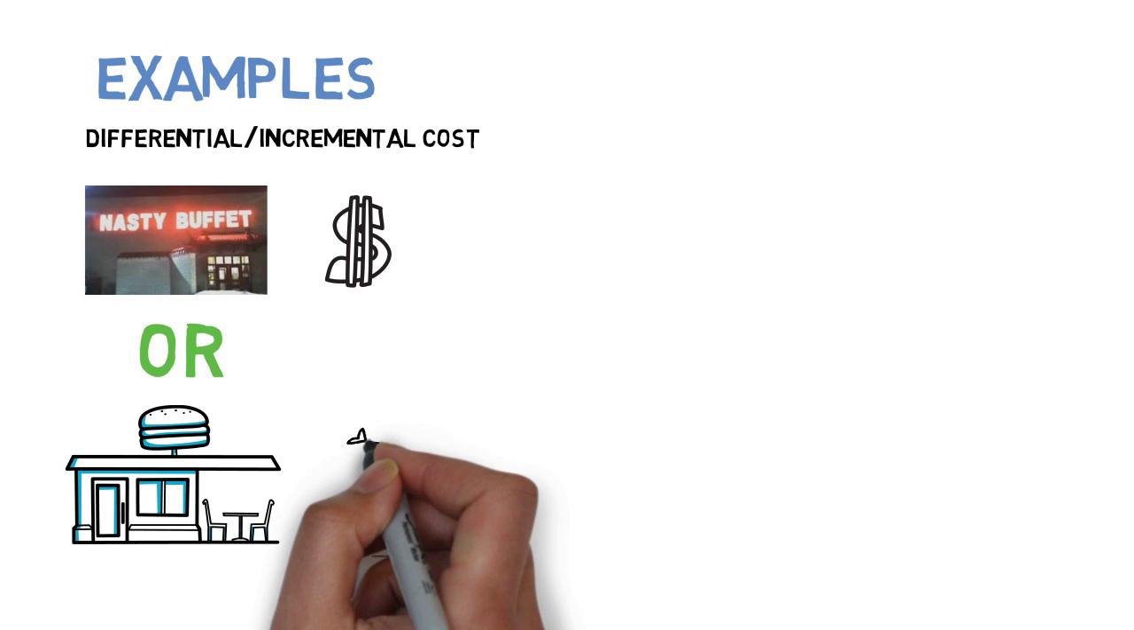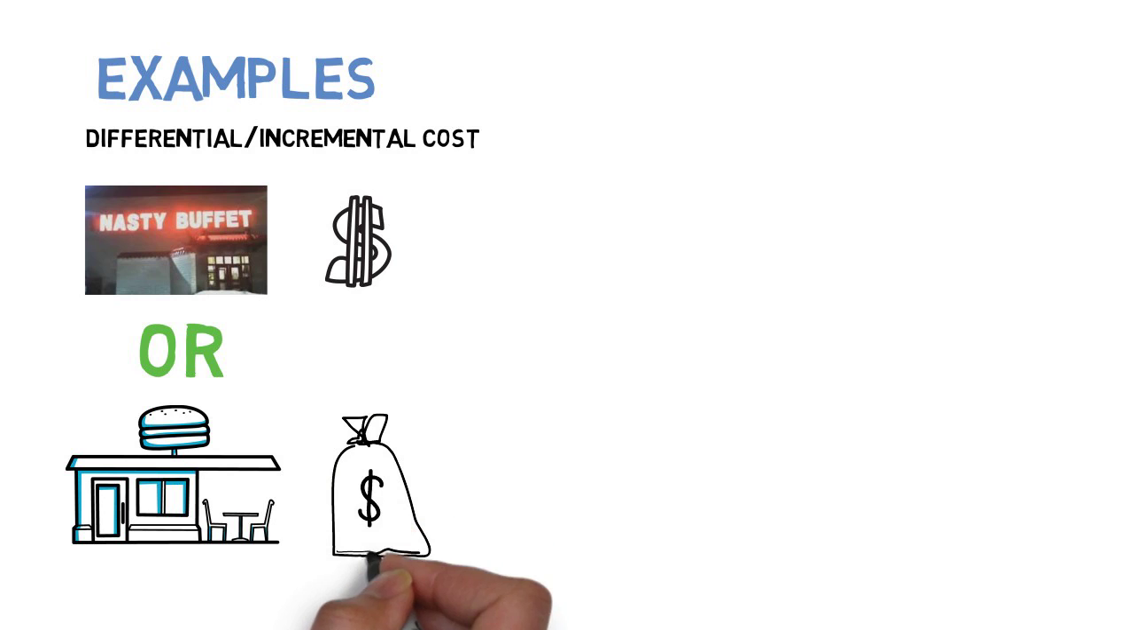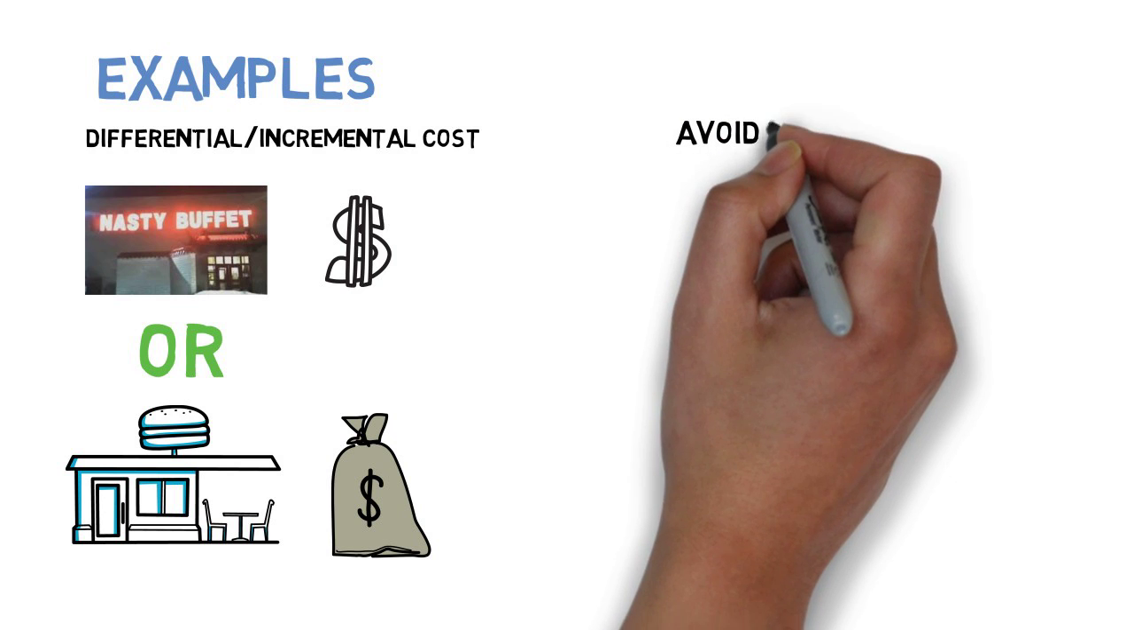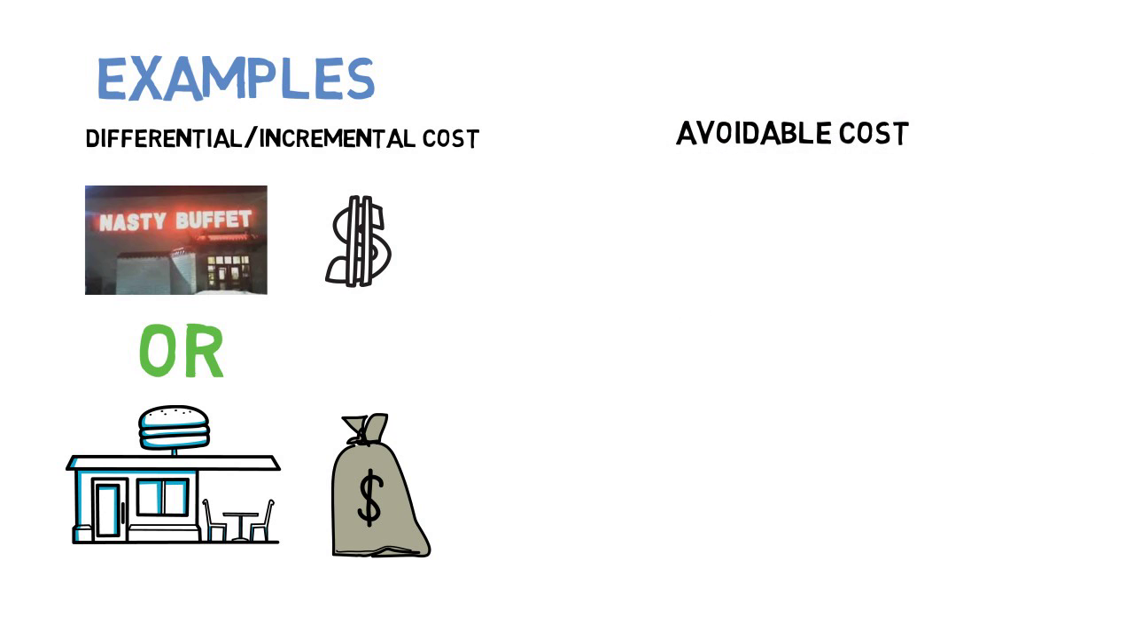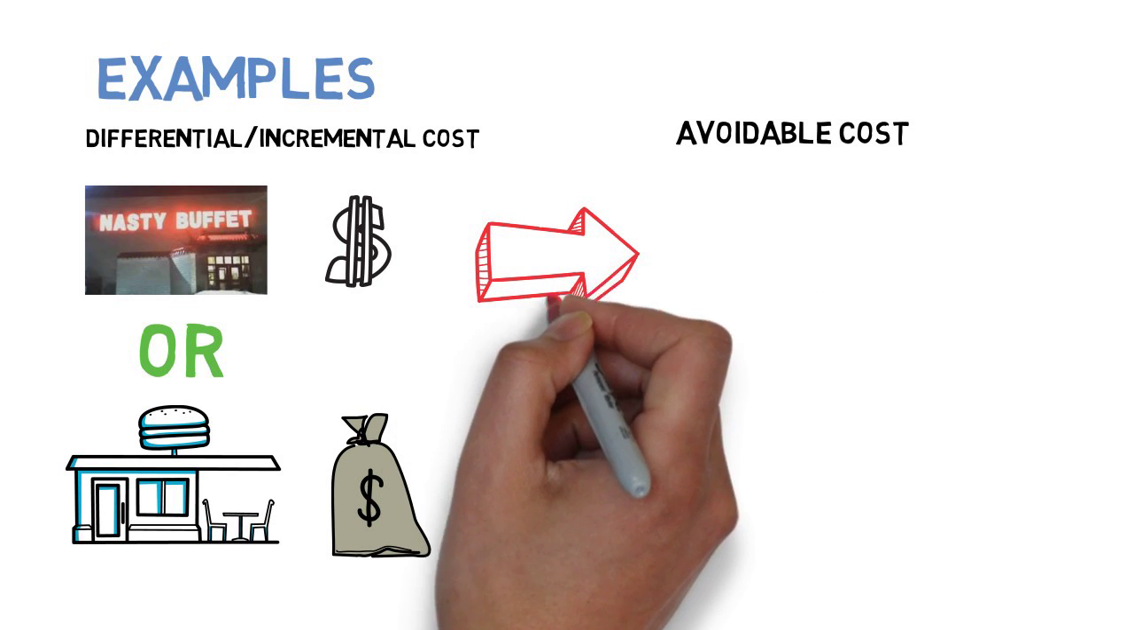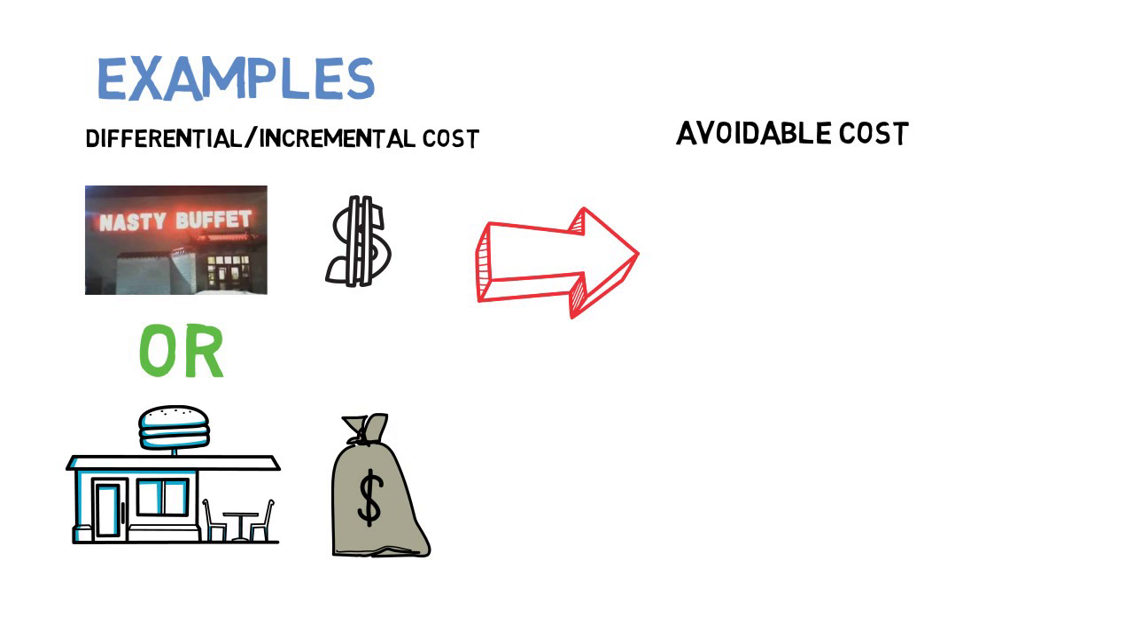This is an example of a differential or incremental cost, because if you choose to eat better quality food, you have to pay more. We will now use the same scenario for an example of an avoidable cost. By eating at the expensive yet less sanitary restaurant, you may feel really sick afterwards.